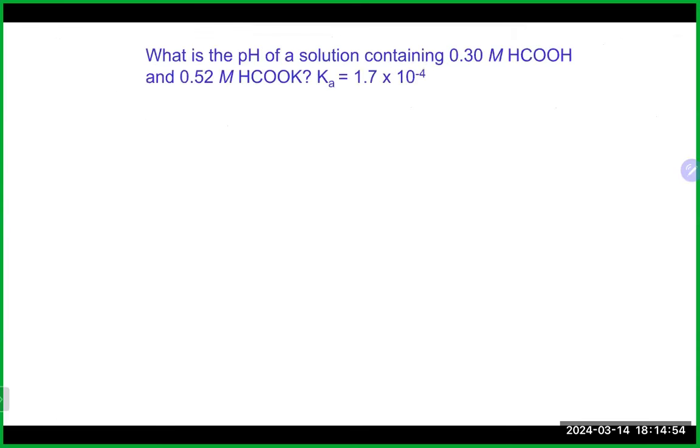Okay. So why don't we try this one here? What is the pH of a solution that contains 0.3 molar formic acid and 0.52 molar potassium formate? Ka of formic acid, 1.7 times 10 to the minus 4.